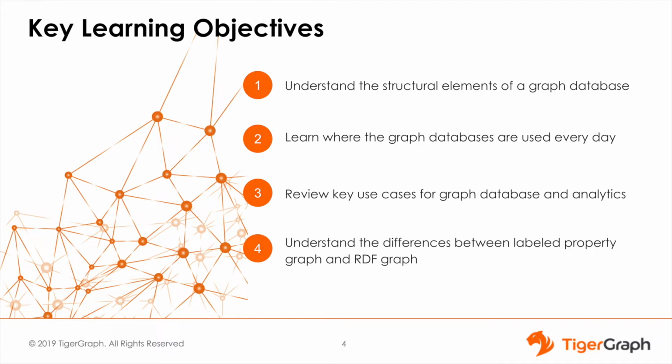There are 4 key learning objectives for this module. We want to understand the structural elements of a graph database, learn where the graph databases are used every day. We want to review key use cases for graph databases and analytics. And finally, we will look at a question that comes up very often: how labeled property graphs are different from RDF or resource description framework graphs.